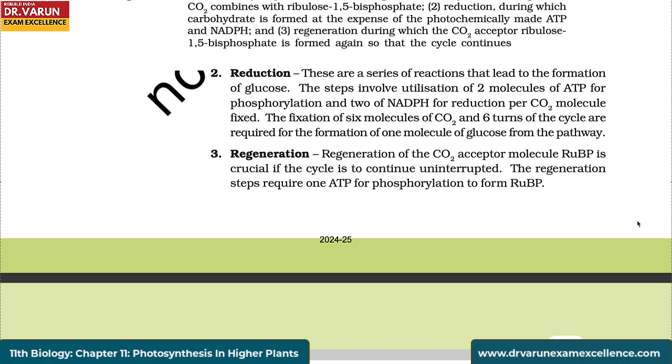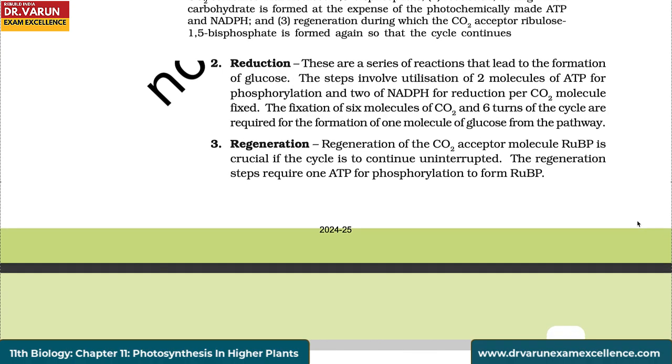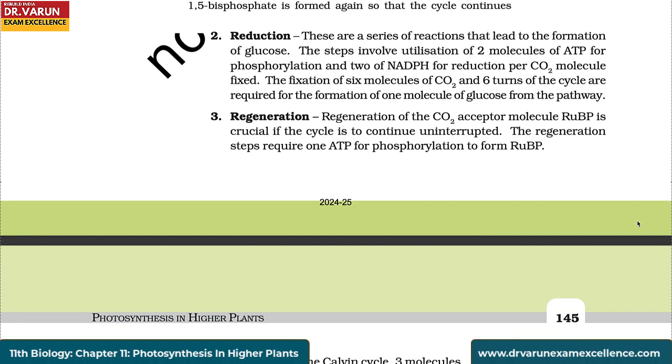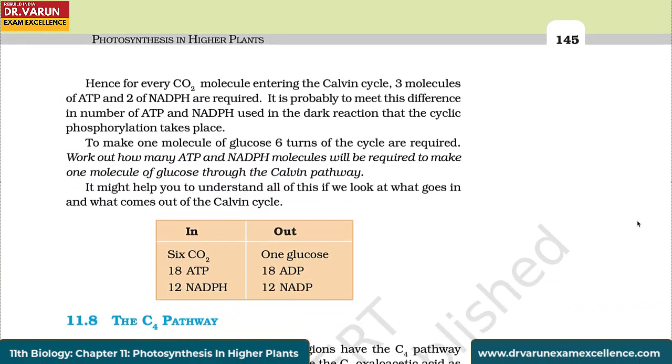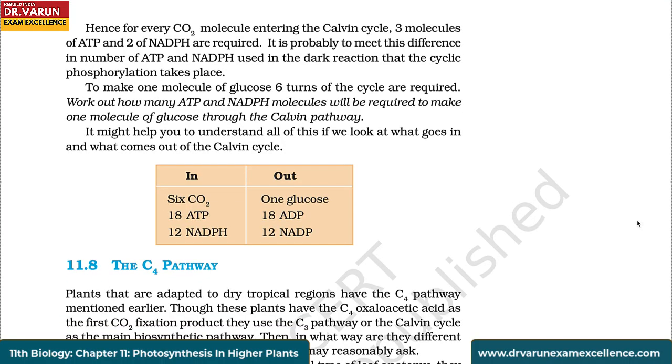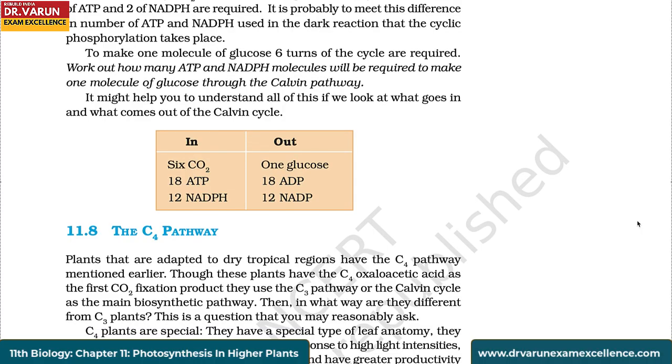Regeneration. Regeneration of the carbon dioxide acceptor molecule RuBP is crucial if the cycle is to continue uninterrupted. The regeneration steps require 1 ATP for phosphorylation to form RuBP. Hence, for every carbon dioxide molecule entering the Calvin cycle, 3 molecules of ATP and 2 of NADPH are required. It is probably to meet this difference in number of ATP and NADPH used in the dark reaction that the cyclic phosphorylation takes place. To make 1 molecule of glucose, 6 turns of the cycle are required.